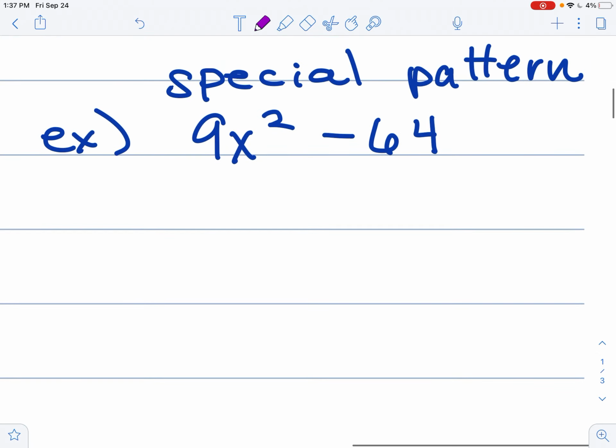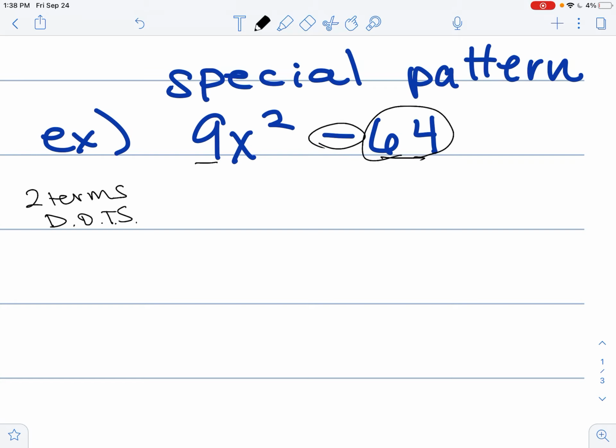The other thing is, what if we have 2 terms, but there's a special pattern? Just remember, is there a GCF? 9 and 64, although we want them to divide out, they can't. So then we're going to look at our 2 terms. Again, remember, 2 terms means we look to see, is it difference of 2 squares? Let's look. There's definitely a minus. Is 64 a perfect square? The answer is yes. It's 8 times 8. Is 9x squared a perfect square? The answer is yeah. It's like saying 3x times itself.